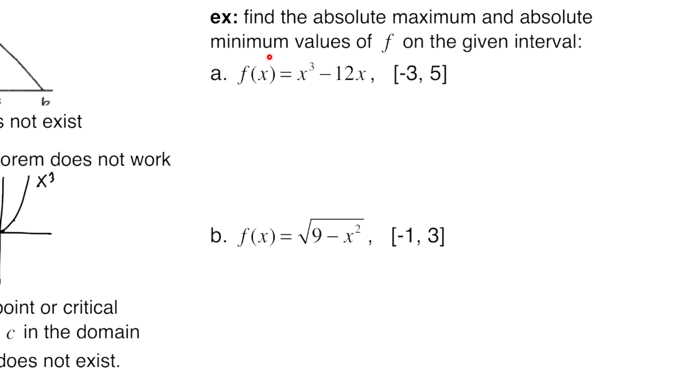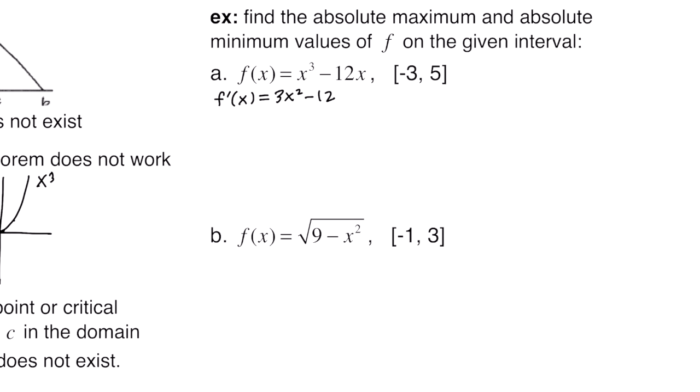This example says find the absolute maximum and absolute minimum values of f on the given interval. For part A, we have f of x equals x cubed minus 12x, and our interval is from -3 to 5. So first step, we need to find the critical values of f. So that means we're going to take the derivative of f. We get 3x squared minus 12. And first we check if there are any values where this does not exist, and there are none, so that doesn't produce any critical values.